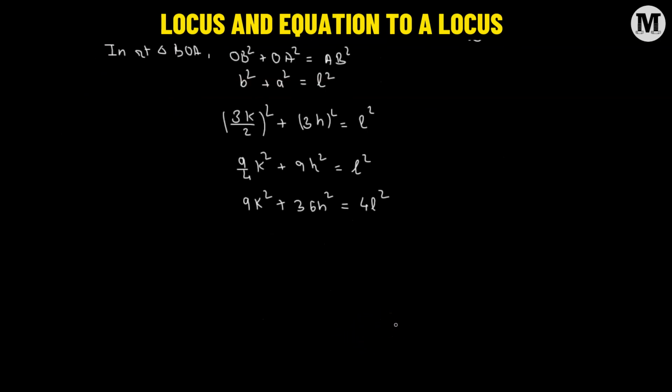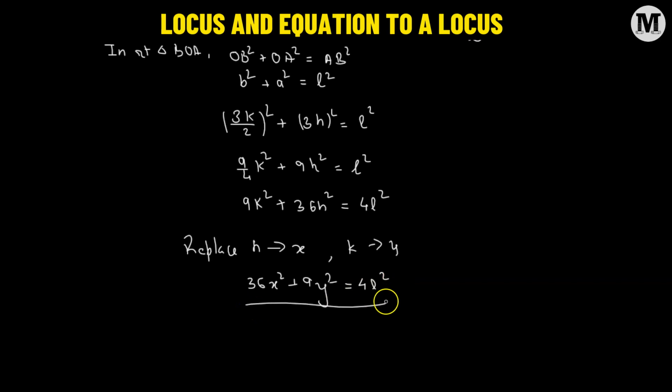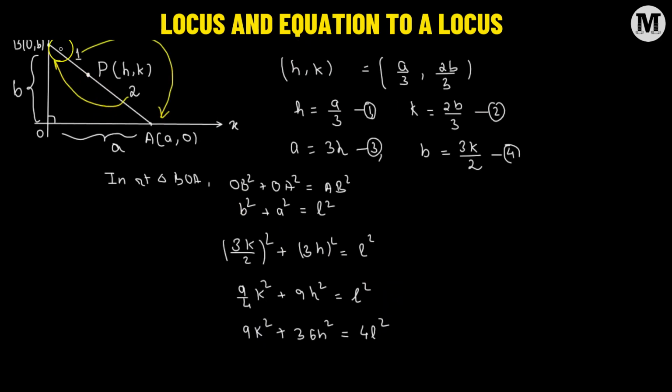So that's the final step. We're going to replace the value of h with x and the value of k with y. So we can rewrite this as 36x squared plus 9y squared equals 4 times L squared, and this is going to be the equation of the locus of that particular point P, which divides the rod of length L into ratio 1:2.